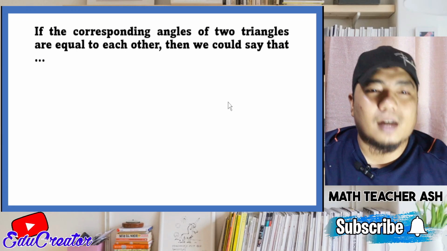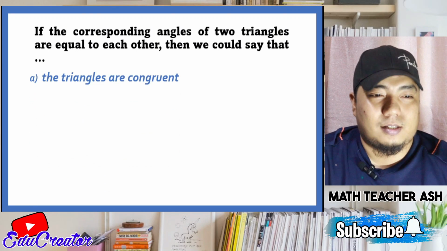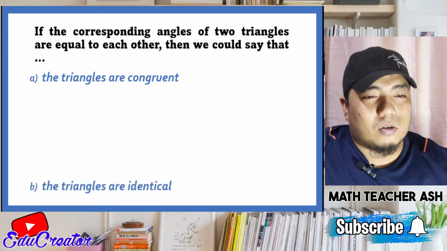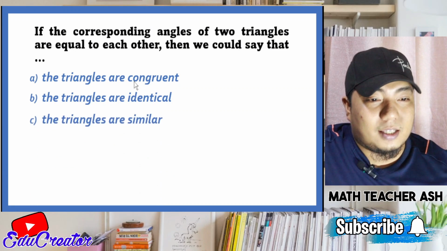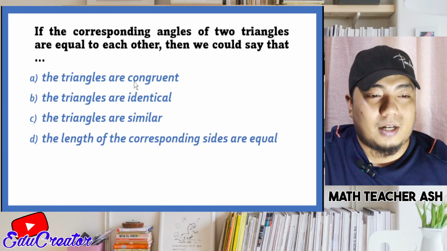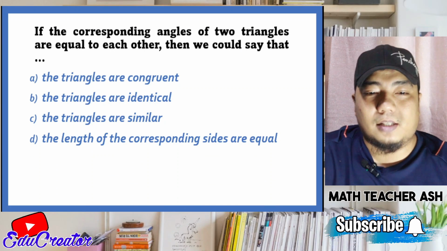If the corresponding angles of two triangles are equal to each other, then we could say that A, the triangles are congruent. B, the triangles are identical. C, the triangles are similar. Or letter D, the lengths of the corresponding sides are equal.